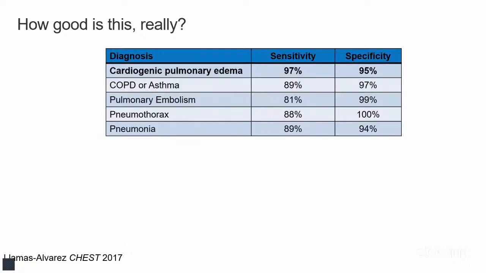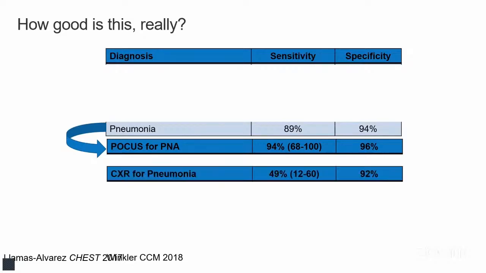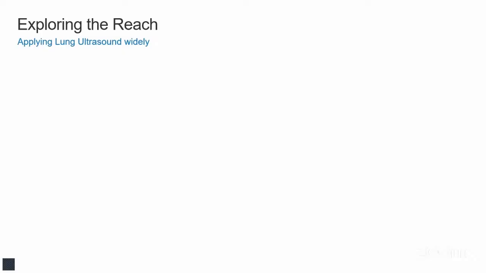Similarly, pneumonia, which had a sensitivity and specificity in Lichtenstein's study of 89 and 94%, has been followed up in meta-analyses to have similar diagnostic performance, much better than what you'll get out of a chest radiograph or auscultation. Knowing that this is a useful diagnostic modality, let's think about the ways that it's already been used.